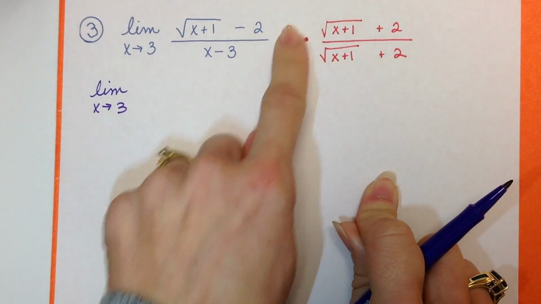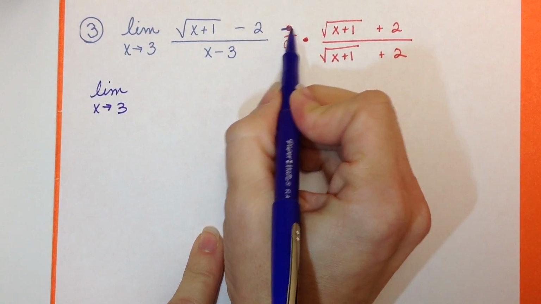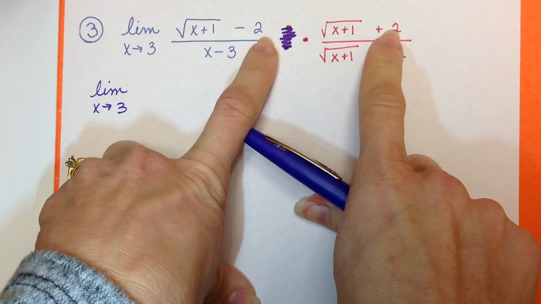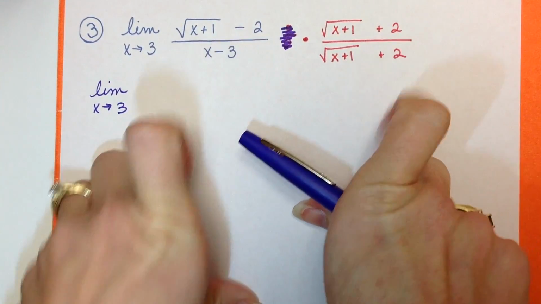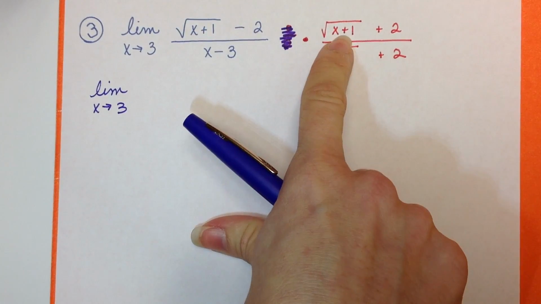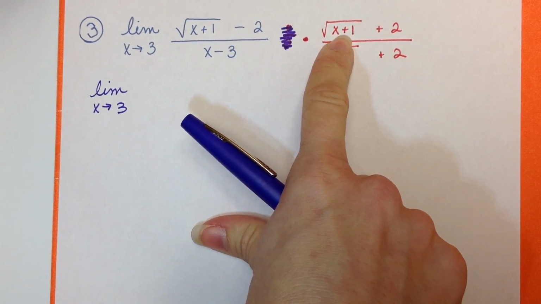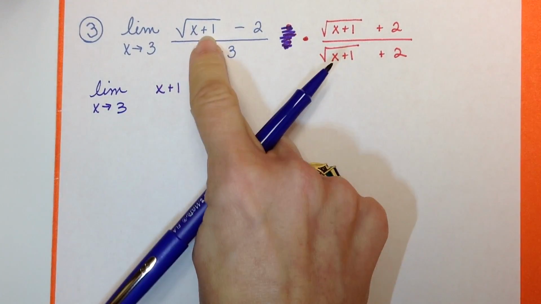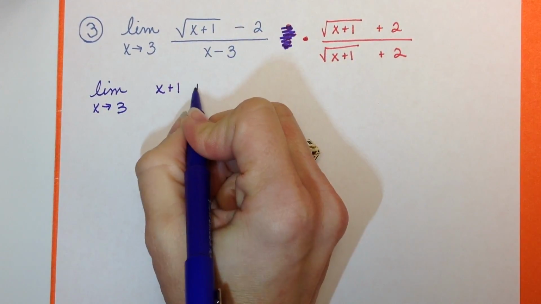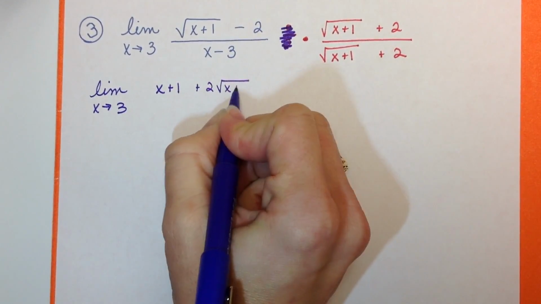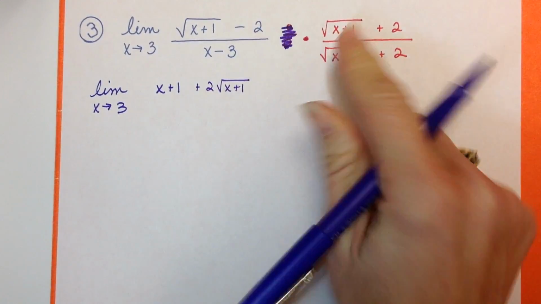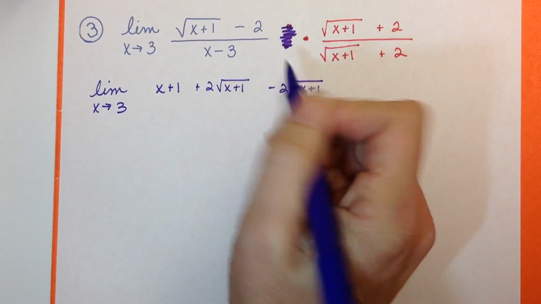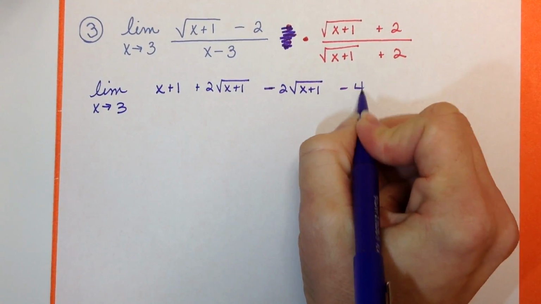Okay. So just ignore this 0 over 0 here now. Let me just mark it out. So this is going to require FOIL method because this is 2 terms times 2 terms. So we'll start with the square root times the square root. So since those are the same, the square root times the square root is just going to give me what's underneath it. Now I've got to do the square root times 2. And now negative 2 times the square root. And then negative 2 times negative 2.